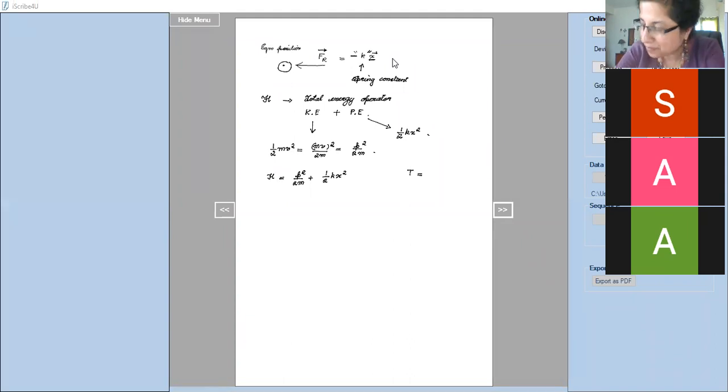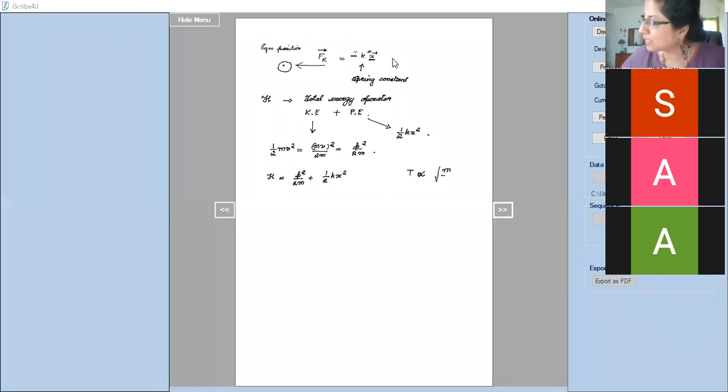Square root of L by G, 2 pi root L by G. Okay, let's forget about the 2 pi and write a proportionality. What is this? Square root of L by G, ma'am. You're getting into the simple harmonic pendulum again, right? Where is L over here, where is G? Your answer is correct, but that is for a pendulum.